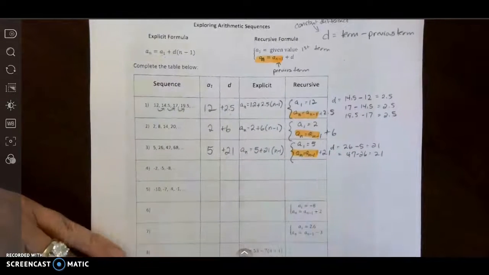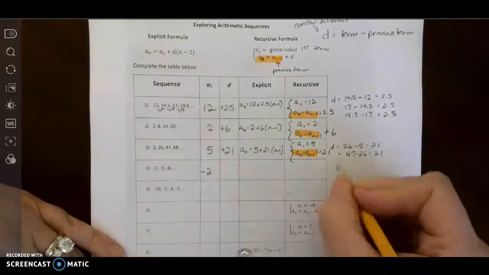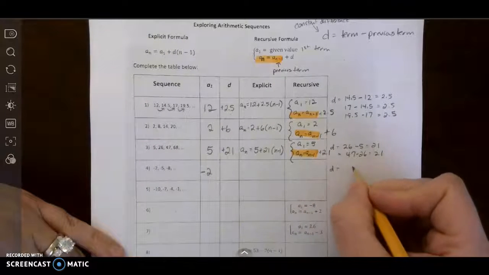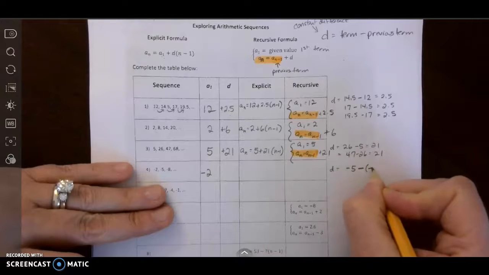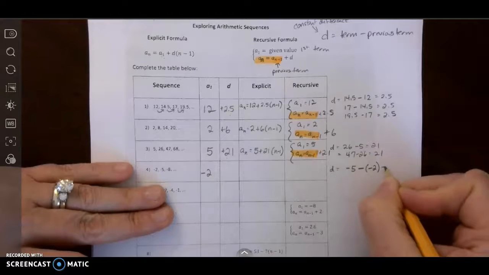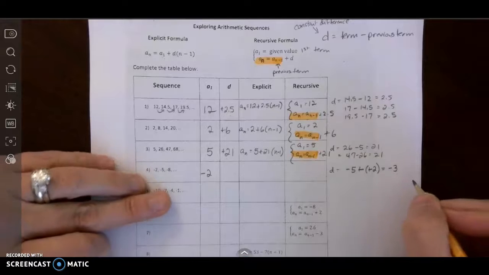Okay, number 4. Start at -2. What's happening here? If I'm not sure, I always take a term, say -5, and subtract the previous term, which is -2. And I get -3.